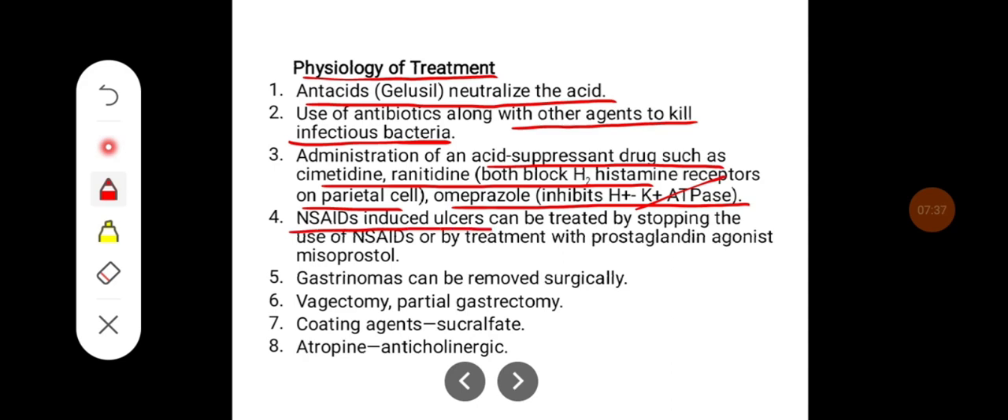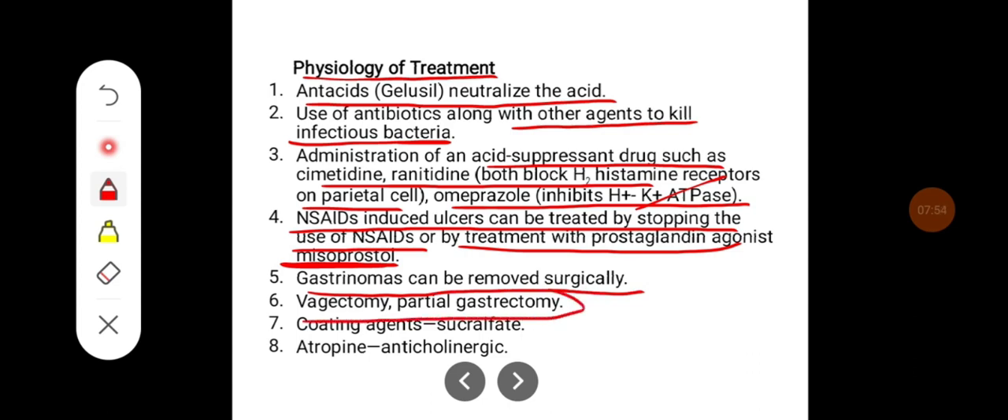NSAID-induced ulcers can be treated by stopping the use of NSAIDs or by treatment with a prostaglandin agonist such as misoprostol. Gastrinomas can be removed surgically, and sometimes vagotomy and partial gastrectomy can help in the treatment. Coating agents of the mucosa, drugs like sucralfate, and sometimes atropine, which is an anticholinergic, are also used.